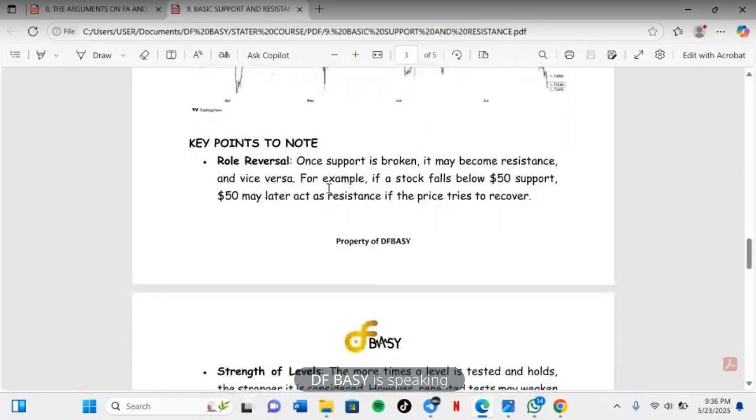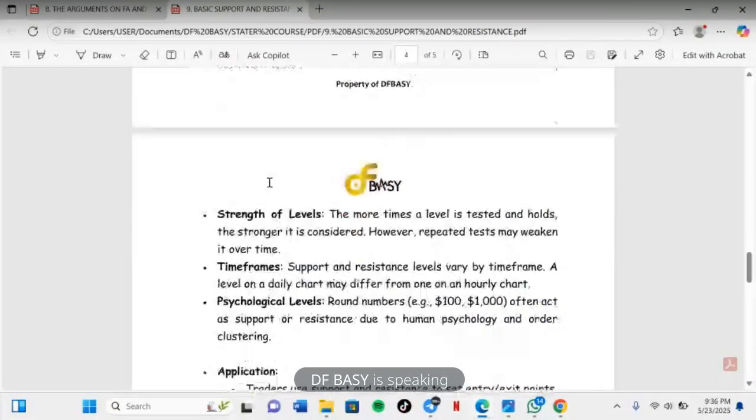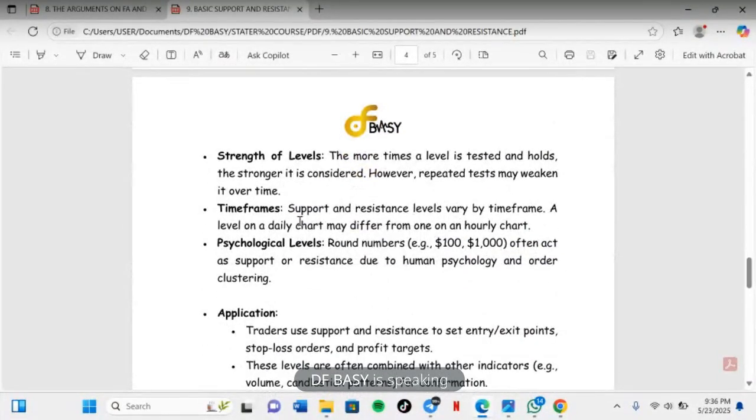So the role of the support zone serves as key points to take note of. The support and resistance zones serve as reversal points. They are strong levels, and depending on the time frame, they may vary, right? And the psychological levels may vary too, depending on the time frame.